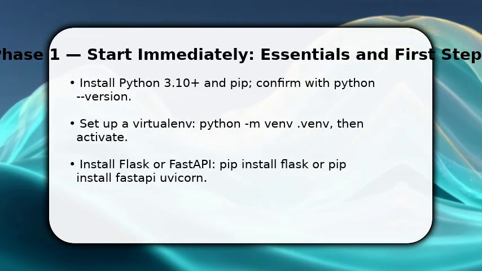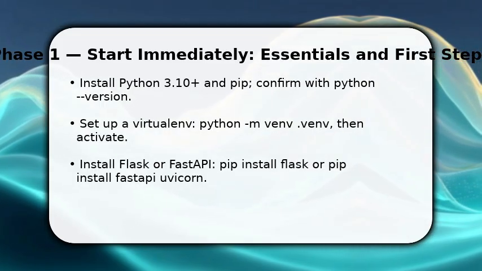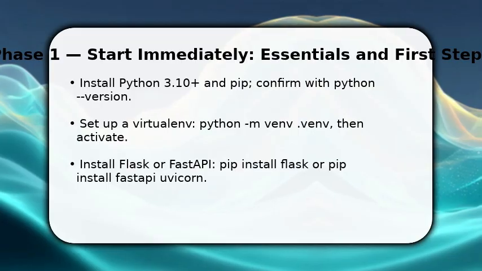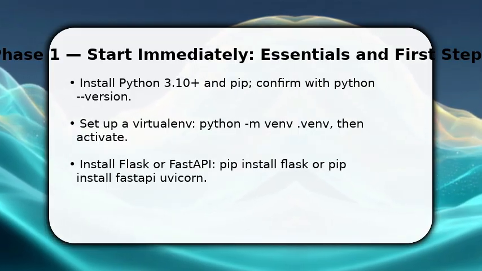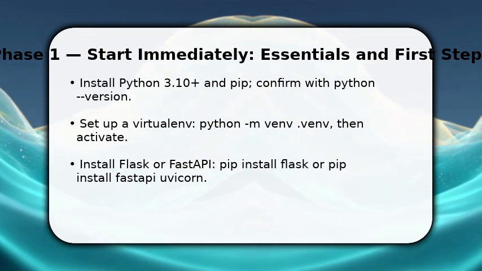Next, create a project folder with app.py, and a templates and static directory for HTML and CSS. Once done, add a minimal route that returns render_template, index.html so you can iterate quickly. Make sure to save often and keep the terminal ready for errors.